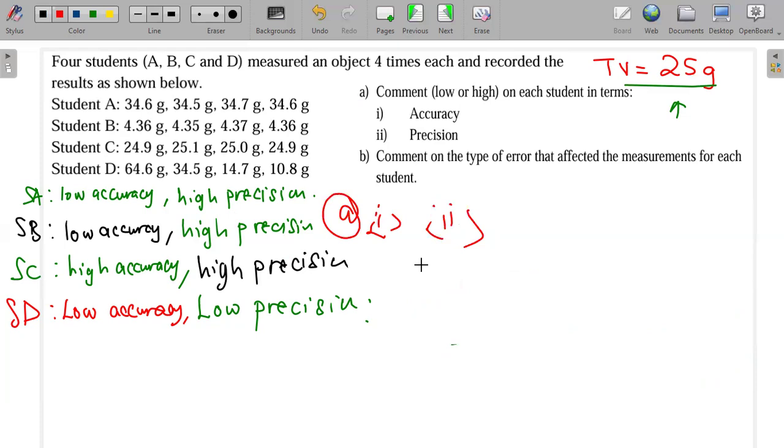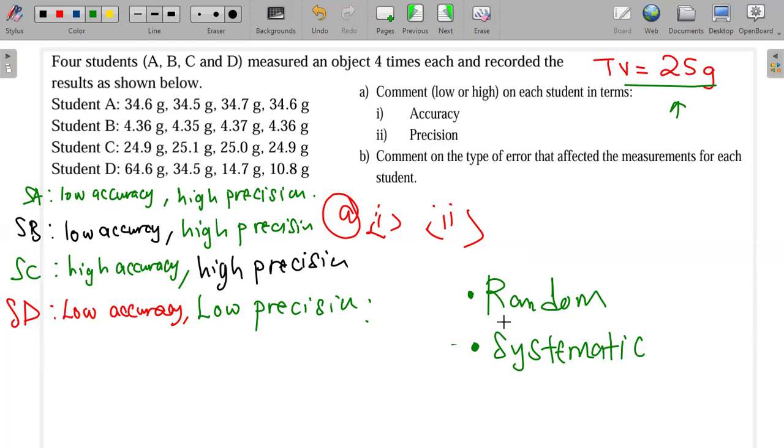B is saying comment on the type of error that affected the measurements. Before we comment, I have to explain. There are 2 types of errors that affect accuracy and precision. One of them is what we call the random error, and the other one is what we call systematic. So we have systematic errors and then we have random errors.